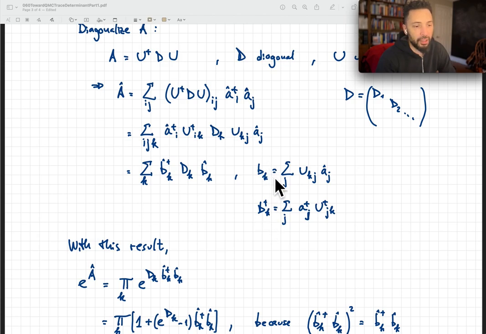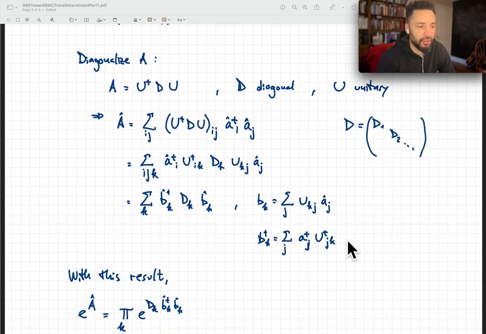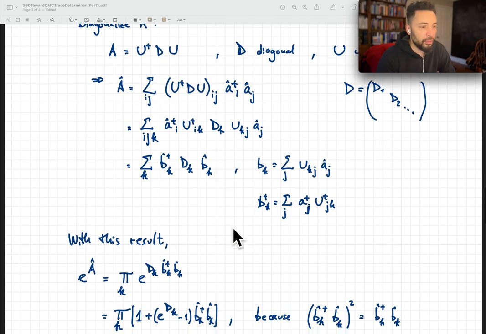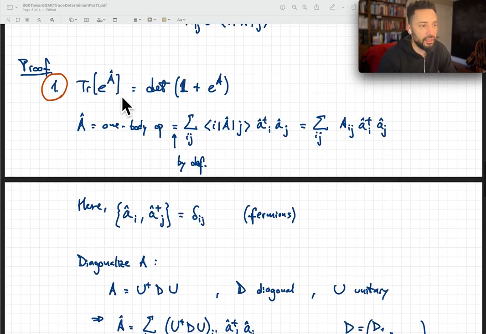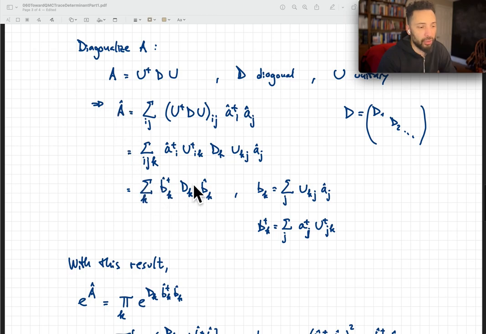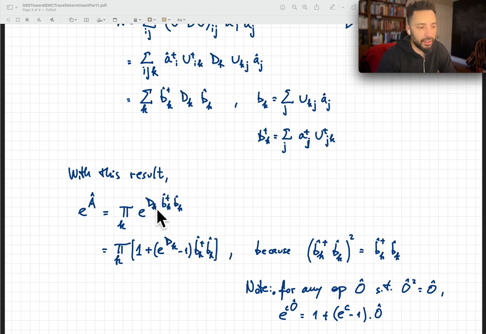These operators, Bk and Bk dagger, are unitary transformations of A and A dagger. I missed some hats here, but these are operators. Because they're unitary transformations, they obey the same anti-commutation relations, so the Bks are just like the As, fermionic operators. What we gain here is that instead of having two sums over i and j with matrix elements Aij and a dagger a, we have just one sum over k, Bk dagger Dk Bk. With that result, it's much easier to take the exponential of A, which is what we're interested in, and then take the trace of that. Working in the basis where A is diagonal, we can write e to the A as a product over all k of e to the Dk Bk dagger Bk.